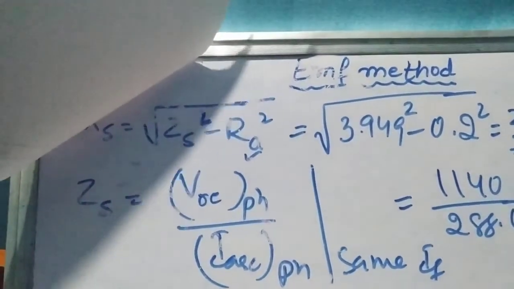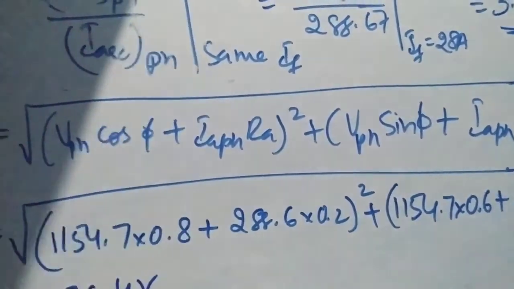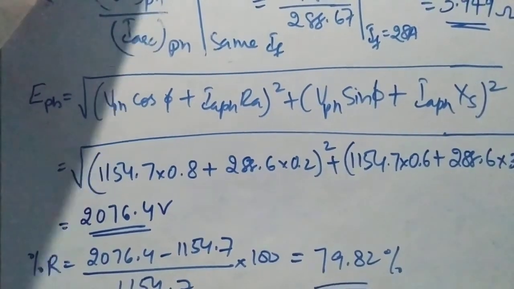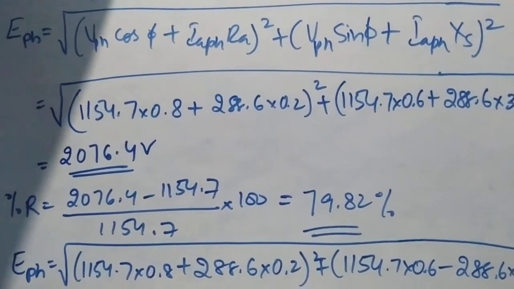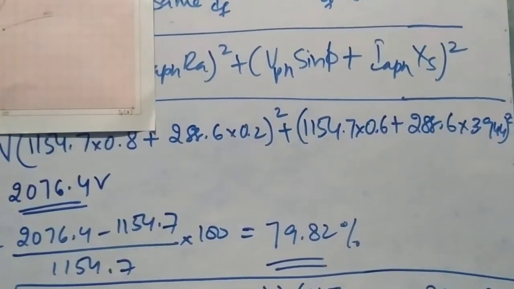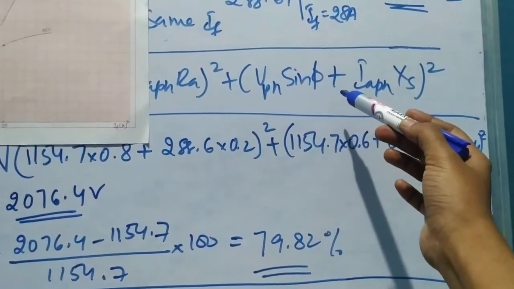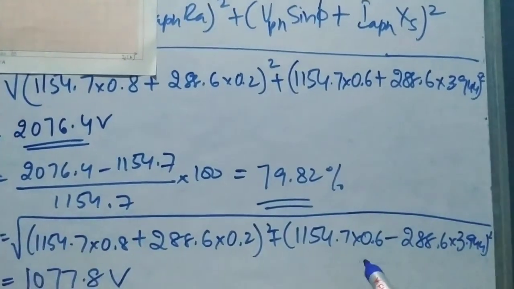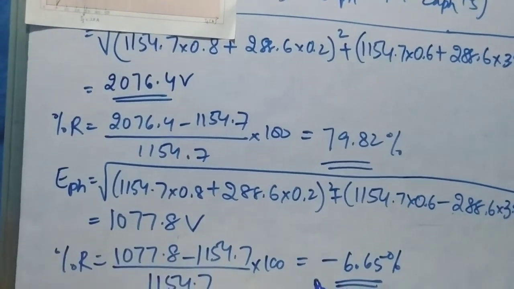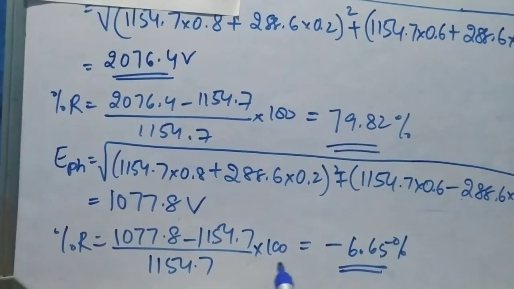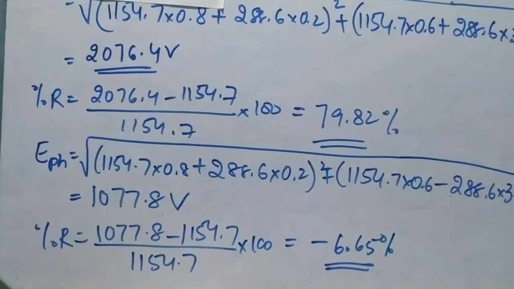After substituting that in the ZS formula, we have to get the XS value. Okay, after getting the XS value, we need to substitute in the main formula, that is E phase. Okay, then regulation can be obtained. Then for the leading case, the only thing is we have to change the sign from plus to minus. So you can observe here, the same method we have to follow. Then we get the percentage regulation, which will be a negative answer. Okay, thank you.